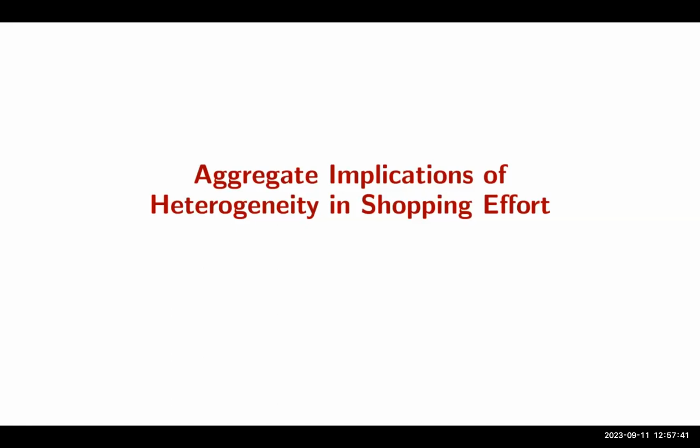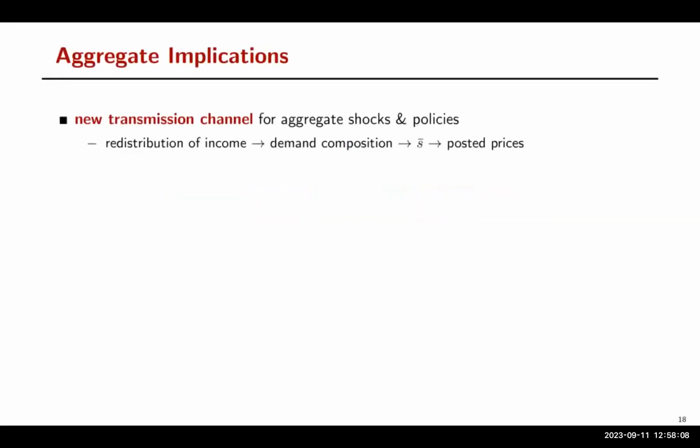So far this was all about being very careful on the cross-section, understanding how different households differ in their shopping effort, how they differ in the prices that they pay, and what the response of retailers across products implies for the distinction between consumption and expenditure inequality. I'm going to spend the last 8 minutes talking about how this exact same mechanism affects how the economy responds to aggregate shocks. Essentially, what this mechanism gives you is a new transmission channel for how aggregate shocks and policies affect prices in the economy.